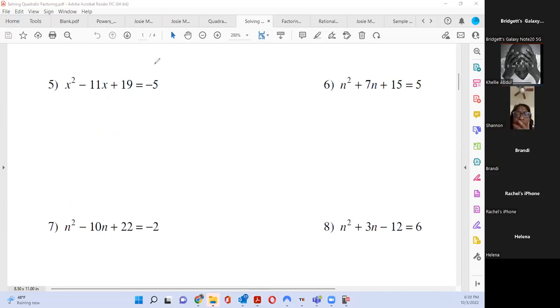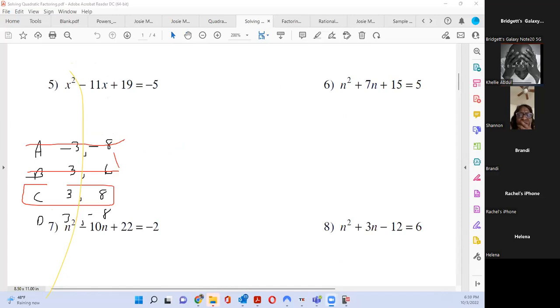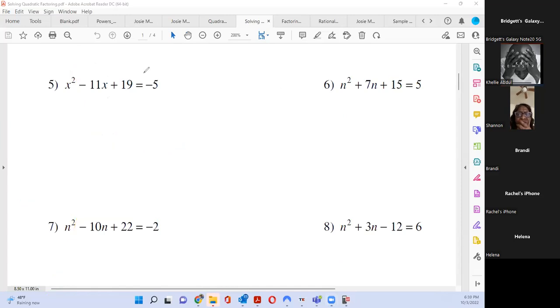What you should know is that the standard form of, who is writing on my screen? Bridget, are you writing on my screen? Who's writing on my screen with that yellow marker? Shannon, was that you? Right, so now in my classes sometimes I give students the ability to do problems on the screen. I allow them to write, so I never turn that off.